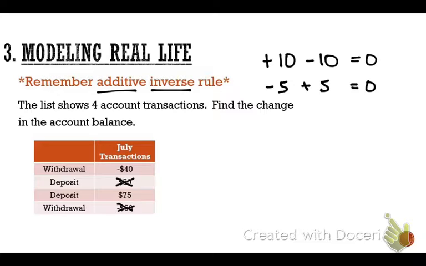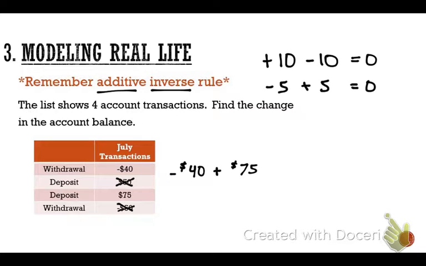So additive inverse rule or additive inverse property helps me to see I can just cancel out when a number and its opposite are there. So now all I'm left with is -$40 and positive $75. That looks much easier than that long problem I had with 4 numbers. I want you guys to try to figure out how much money is now in this person's balance if they had -$40 and positive $75.